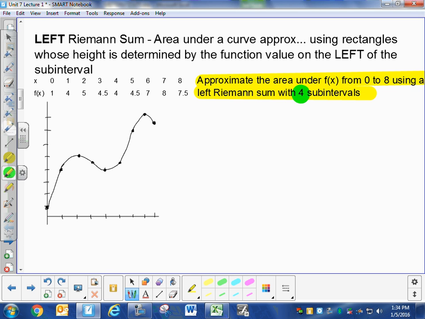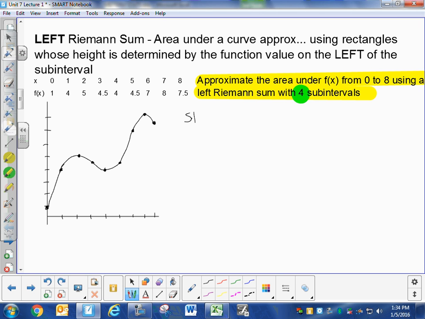Graph does not have to be perfect, just a sketch. As long as you sketch, you'll be fine. The table is important. Okay.